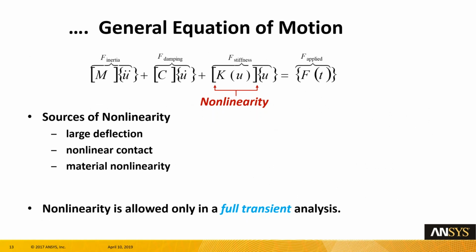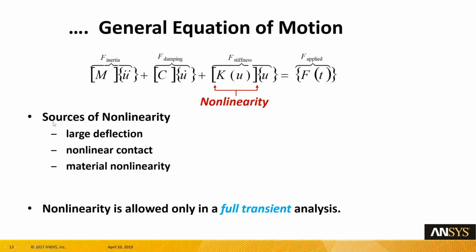So where does the nonlinearity come in? The nonlinearity comes in the stiffness matrix. And that's why, as you see here, the mass matrix and the damping matrix are not functions of U or U double dot or U dot. The only matrix here that's a function of the displacement is the stiffness matrix, which is K. And this is where the nonlinearities come in.